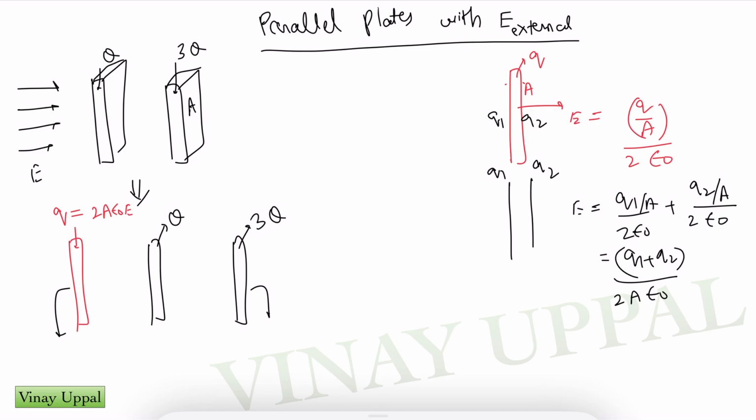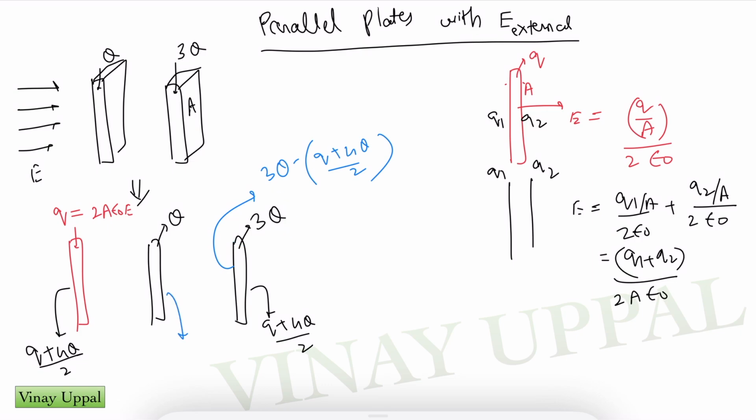The charge here and here would be (Q plus 4Q) divided by 2, (Q plus 4Q) divided by 2, and then it's very straightforward. The charge here would be 3Q minus (Q plus 4Q)/2, because the total charge is 3Q, and the charge on the right side of this plate would be simply the negative of this, minus 3Q, and the total charge on this plate has to be Q. So from there you can simply get this: Q minus (Q plus 4Q)/2 minus 3Q. You can do the calculation on your own.